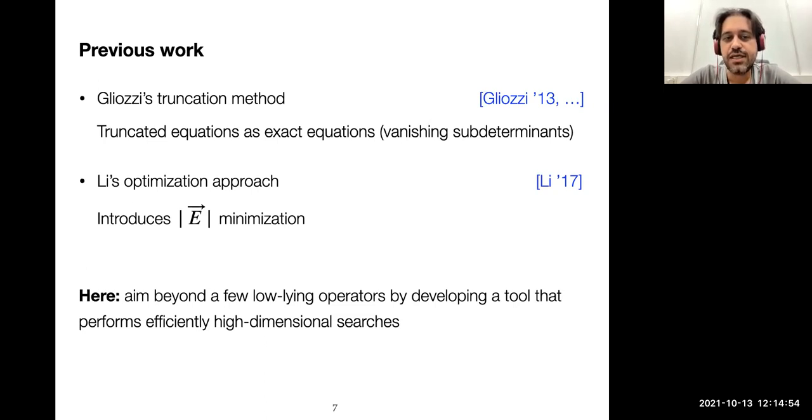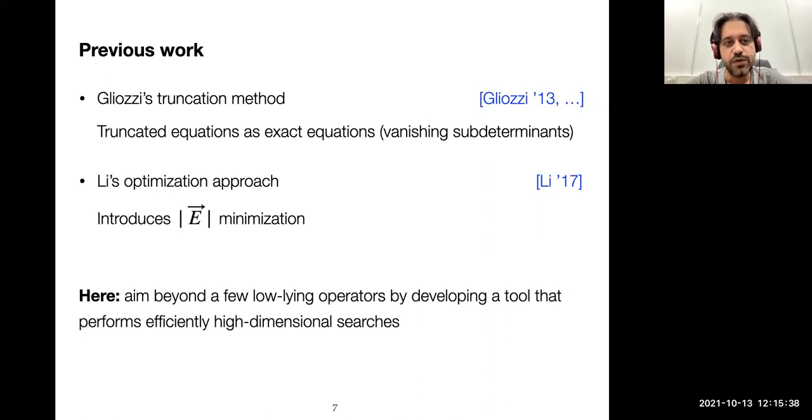In 2017, this was reformulated as an optimization problem by Wenliang Li. Basically what he proposed in that paper is exactly the same kind of thing that I will be doing here as well. He introduced this norm of E, and he proposed that we should try to minimize this. The idea is, of course, that as we include more and more operators, the minimum value of this quantity will go towards zero, and then you're converging to an actual solution of the crossing symmetry equations.